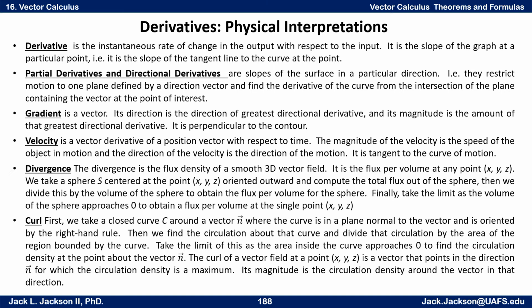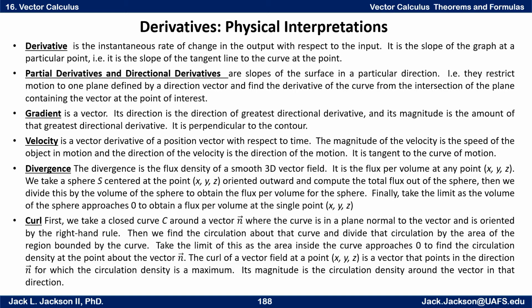The partial derivatives and directional derivatives are scalars. But the gradient is a vector. Its direction is the direction of the greatest directional derivative, and its magnitude is the amount of that greatest directional derivative. So it's the way you want to go if you want to increase the fastest. And when we have a contour graph, the gradients will be perpendicular to the contours.